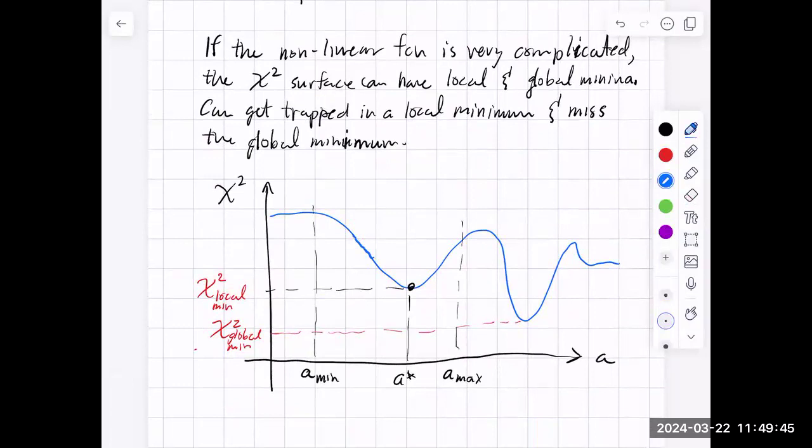So we've come up with a procedure that could give some reasonable values for your best fit parameters, but we haven't estimated the uncertainties, and that's what we'll work on next week.